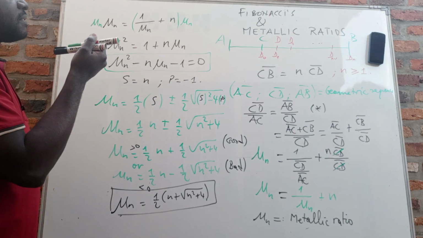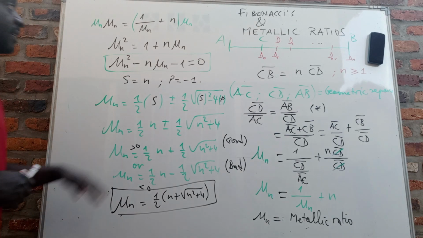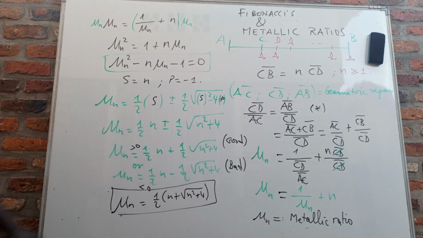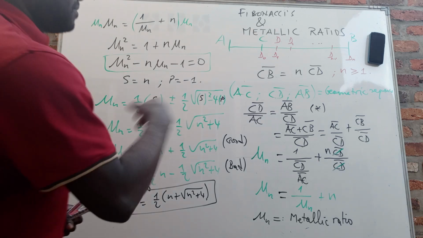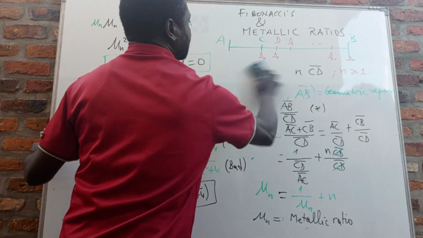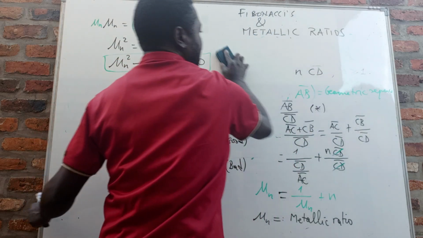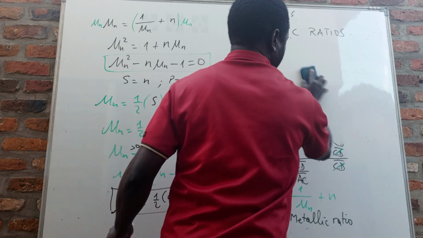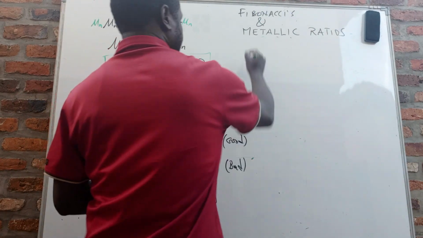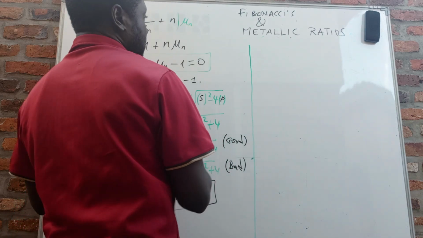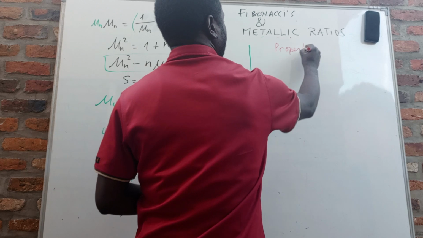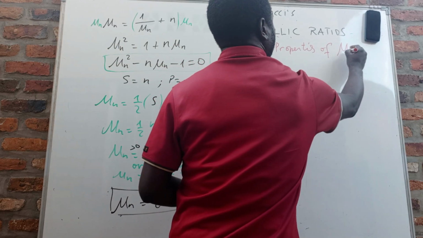Okay, so in relation with the Fibonacci numbers, the relation can be found if we consider the properties of this metallic ratio. So we are going to move to the properties of these metallic ratios. So let us write it over here. Properties of these metallic ratios.